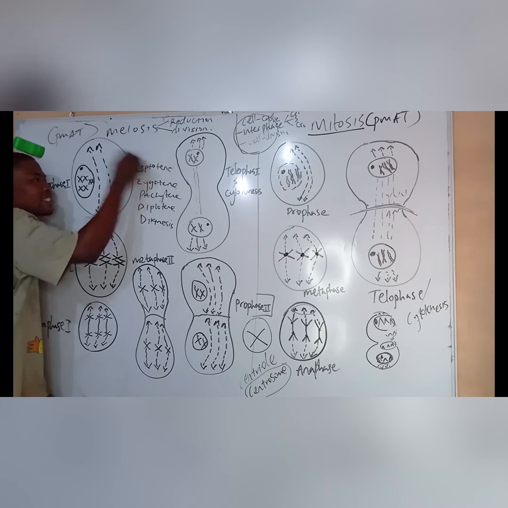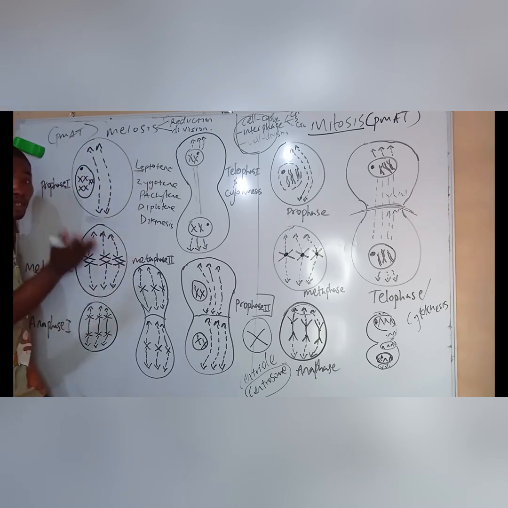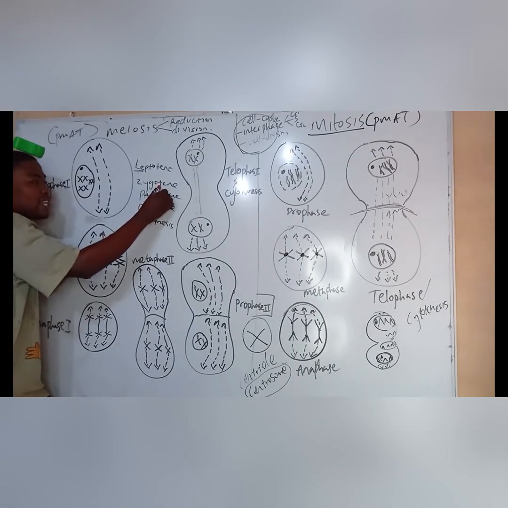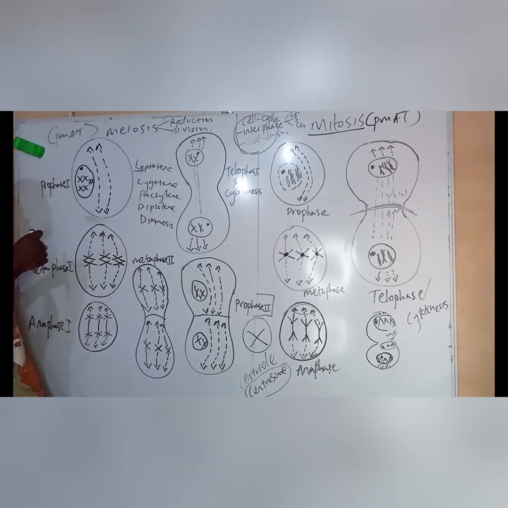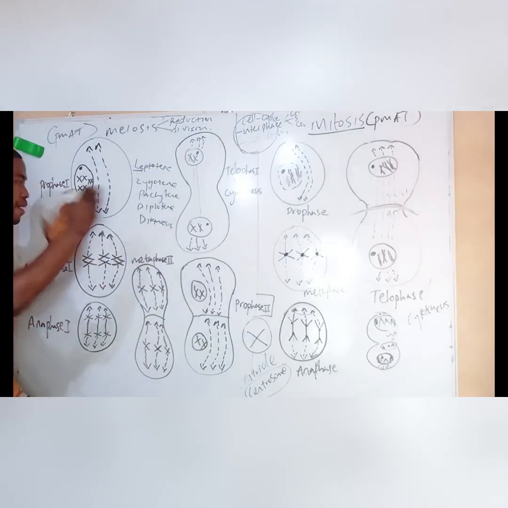So this is for advanced biology, or people in A level. For those of us in O level, you might not need this. Those in A level can also watch this video and learn, but everything is not thoroughly said. I'm just contrasting mitosis and meiosis.